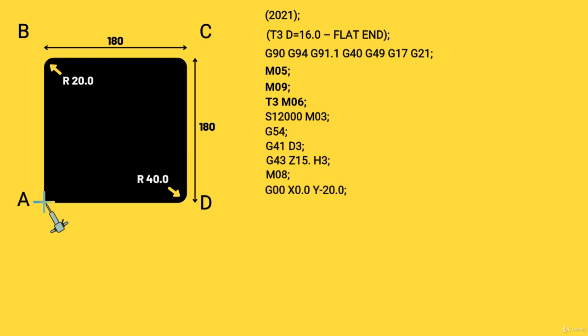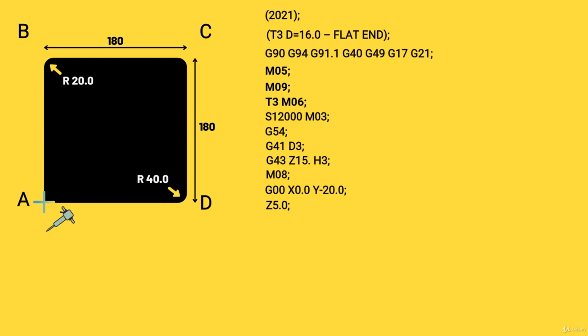Now we get to our first line where we start moving the cutter. The G00 is the rapid traverse command, which moves the cutter in the fastest possible way to our position of X equals 0 and Y equals -20. Now you might be wondering why there is a minus sign for the Y-axis. This is because we wish to start away from the component as we bring the cutter in.